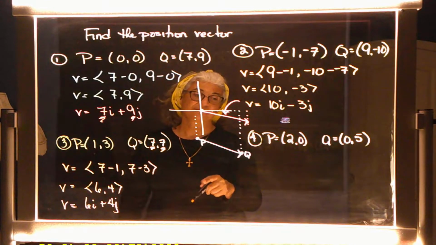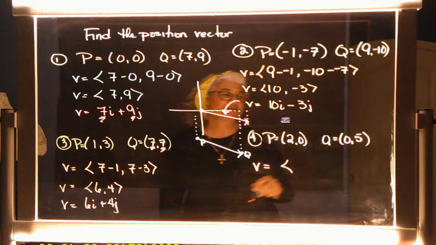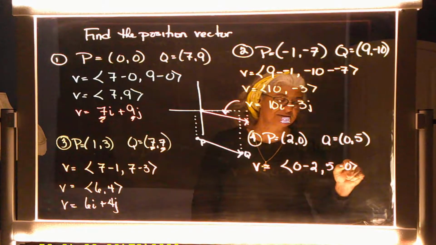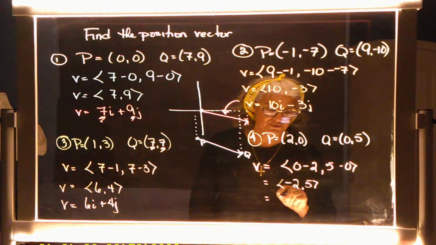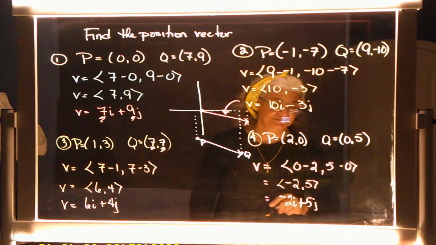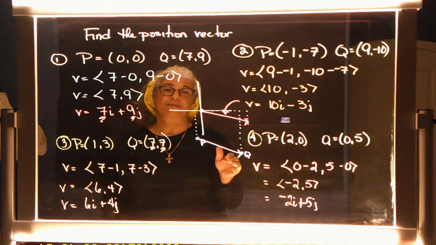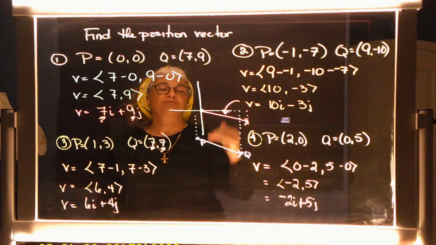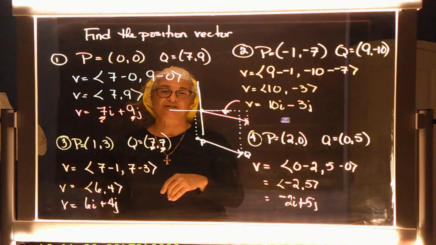Good? Okay, last problem. Position vector. Let's see if you follow along. 0 minus the 2 and 5 minus the 0, which would give me (-2, 5) for my position vector. Cool? Okay, so position vectors are actually quite simple. You're taking the original vector and moving it so its initial point is now at the origin. That's all the position vectors are trying to do.